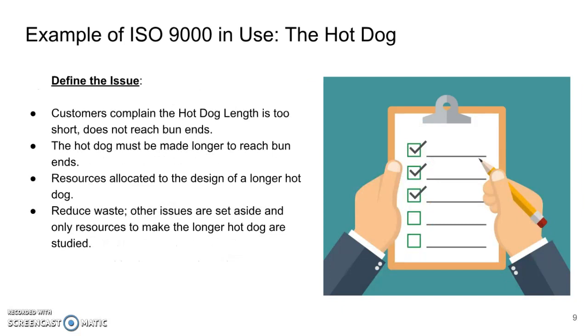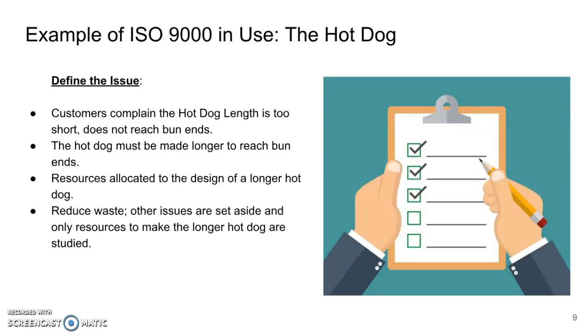Moving on, we'll talk about an example of using ISO 9000 by talking about a hypothetical hot dog manufacturing company. First of all, this company had to define their issue. They were having an issue with customers complaining that the hot dog length that they're producing is too short. It doesn't reach the bun end, so they're eating way too much bread.